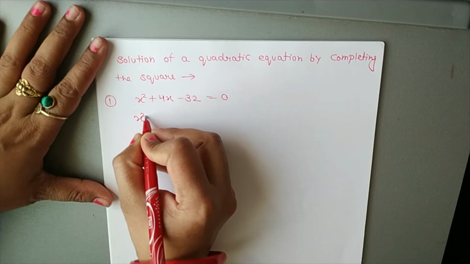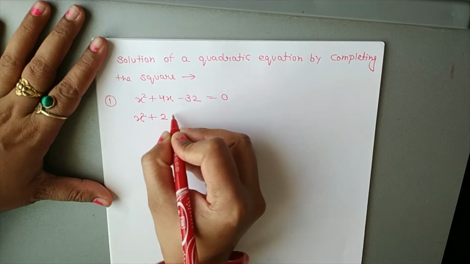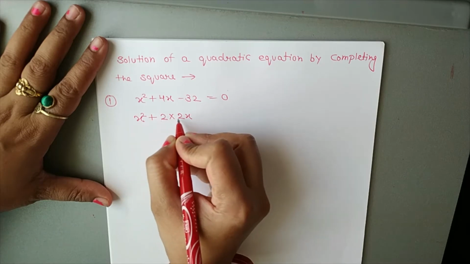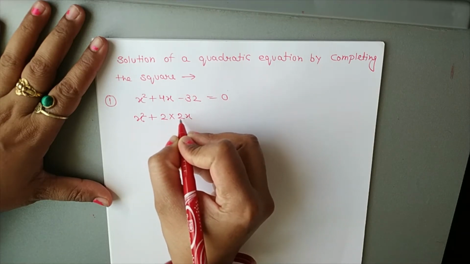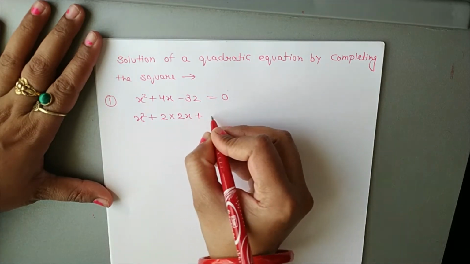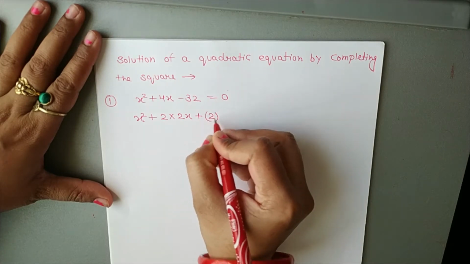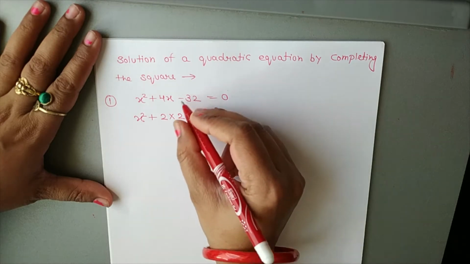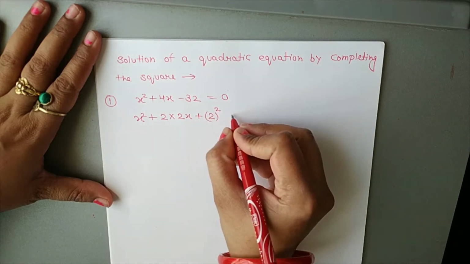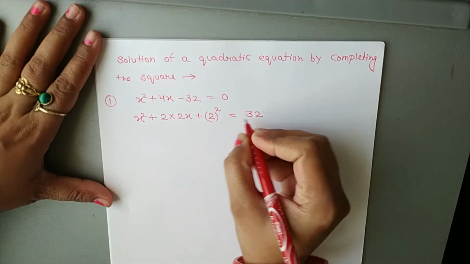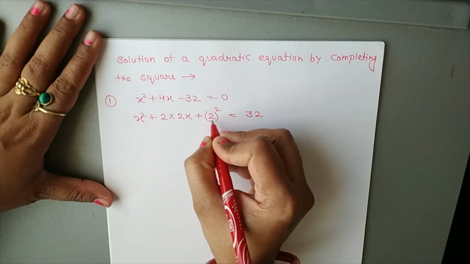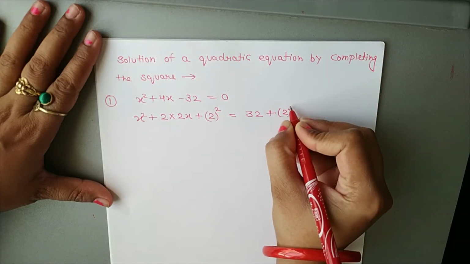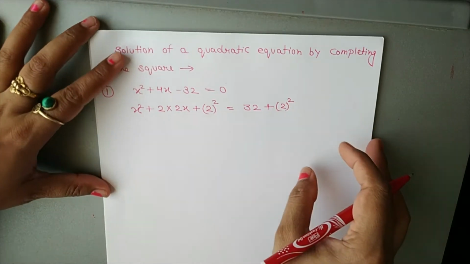We know that x square, and 4x can be written as 2 into 2x, that is 2ab. So we have to add 2 square, then shift this constant to the right hand side, so it will be 32, and here it will be plus 2 whole square, so here also add 2 to the power 2.